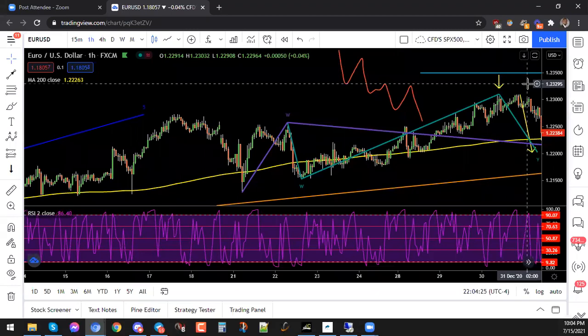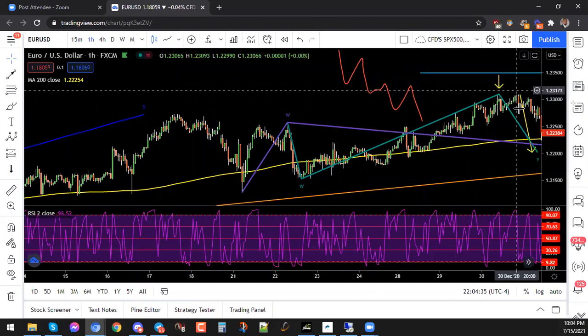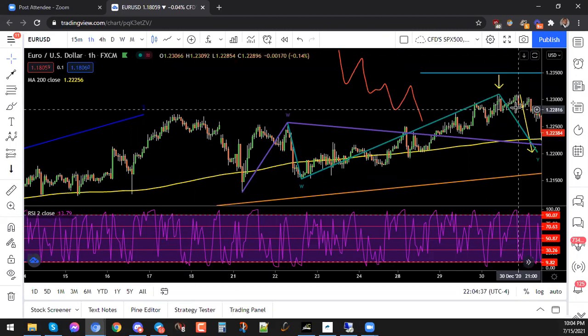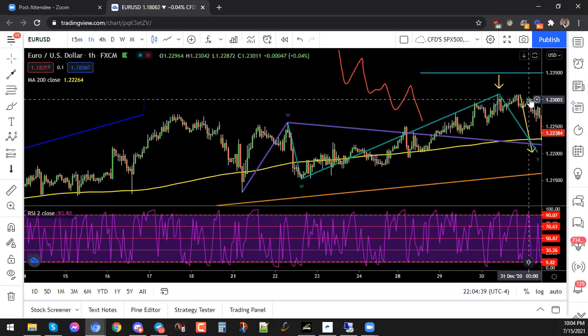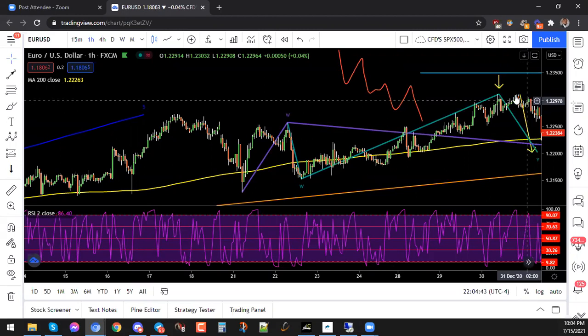Okay, so this is around 2 a.m. Eastern Standard. So right around this area here is 2 a.m. Eastern Standard. If this is my impulse, right? So this is my strong move down, and this is going to be my correction. So my 2 a.m. candle is coming inside of my correction, right?